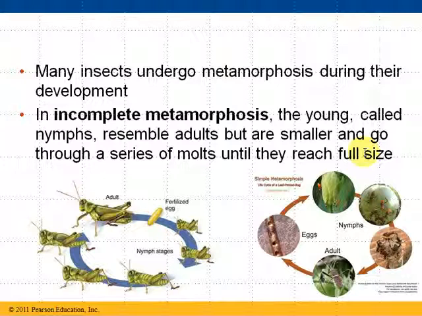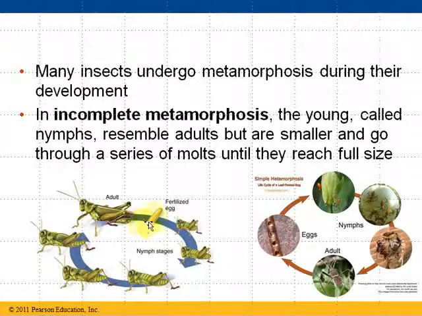Many insects undergo some similar body development. They undergo metamorphosis during their development. There's basically two different types of metamorphosis. One of them is called incomplete metamorphosis, where the young, which are called nymphs, resemble the adults but are smaller and go through a series of molts to get rid of that hard exoskeleton as they get larger and larger. So this would be like in a grasshopper.